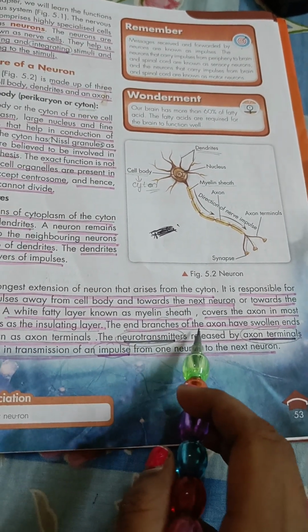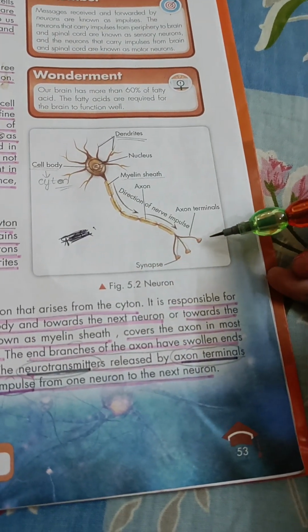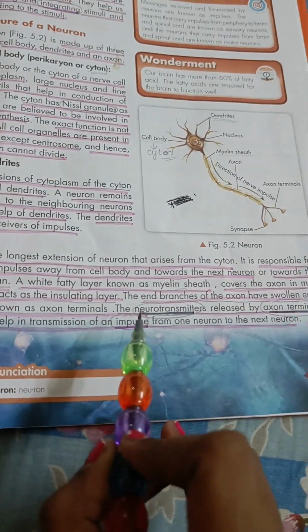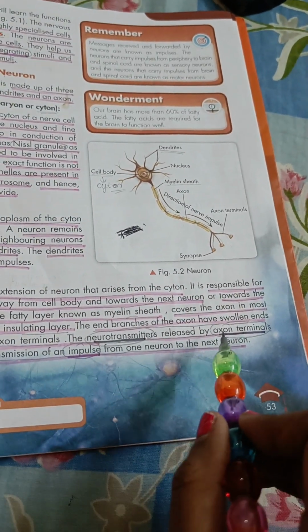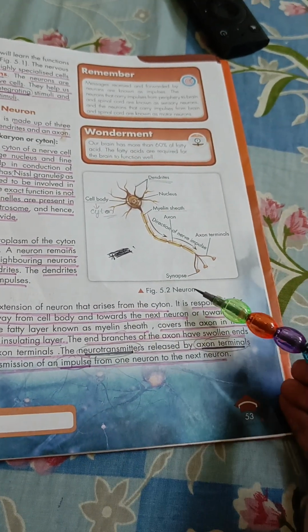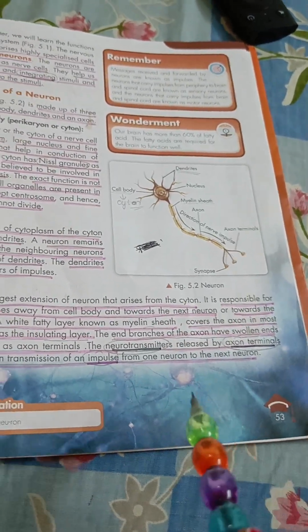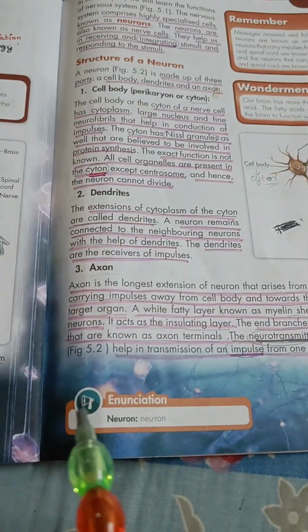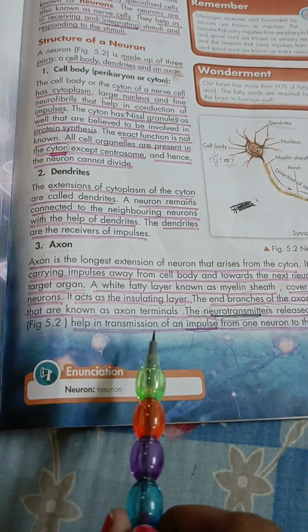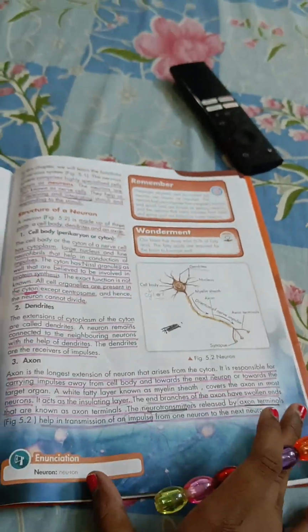The end branches of the axon have swollen ends that are known as terminals. If you can see here, there are three swollen ends that are known as terminals. These are the axon terminals. They release neurotransmitters, some chemicals, that help in transmission of impulses from one neuron to the next neuron.